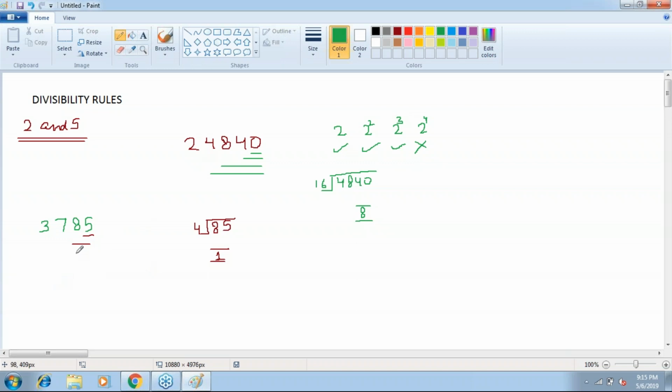Similarly, when the last three digits were tested, 785 definitely is not divisible by 8. What remainder will 785 give when divided by 8? So 65. Okay, 8 8s are 64. One remainder. So 8 also gives one remainder. Then the entire number 3785 will also give one remainder when divided by 8. Alright. So I hope you got the point.